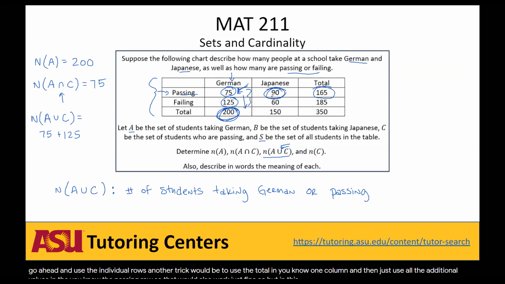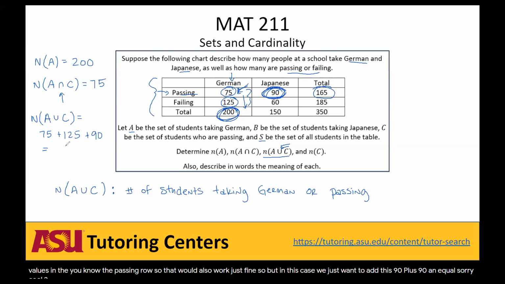But in this case, we just want to add this 90. So plus 90. And that's going to equal, what's that equal? 290. Great.